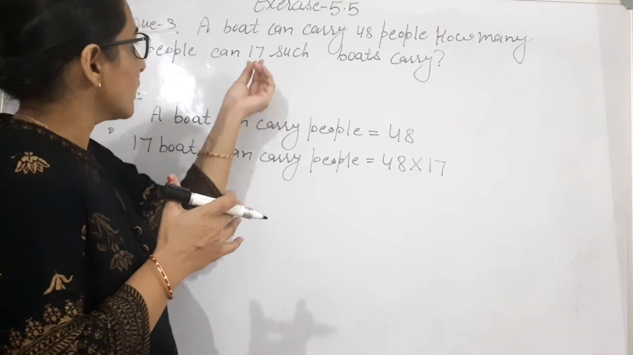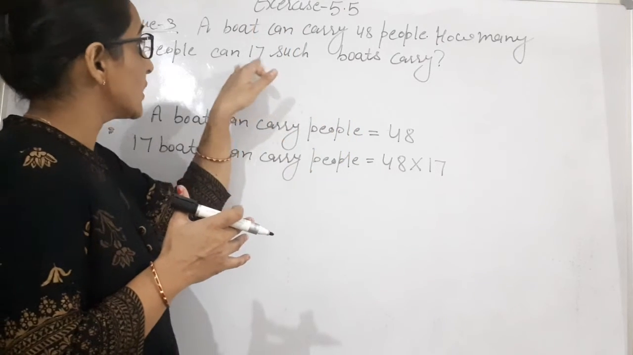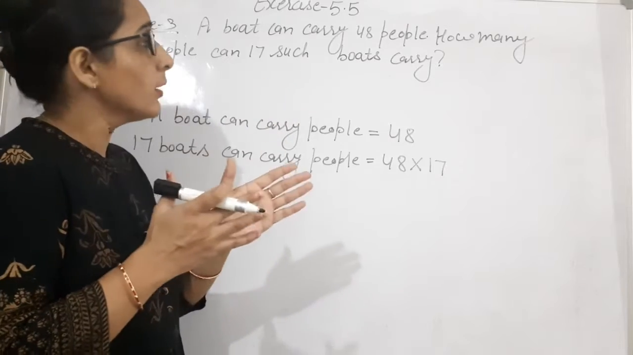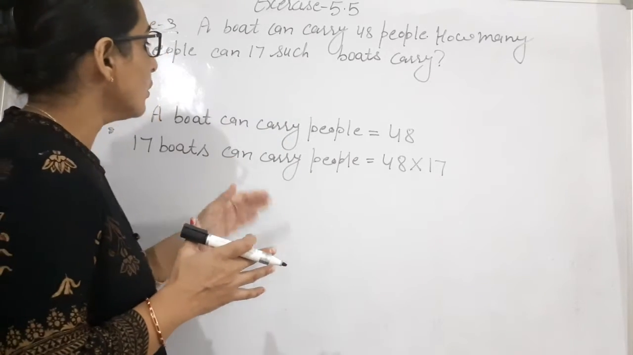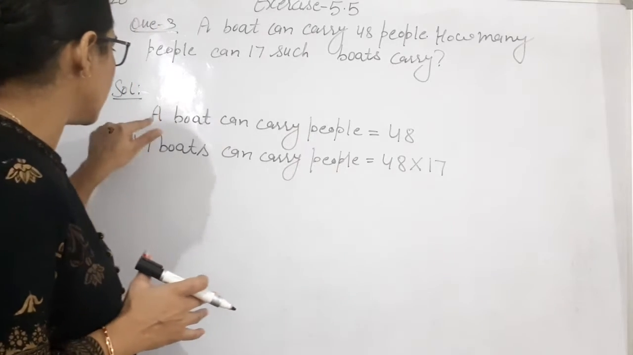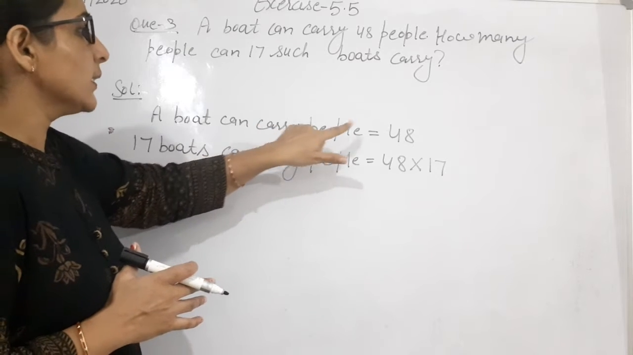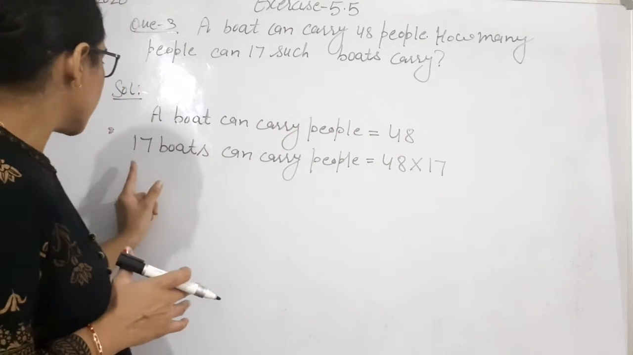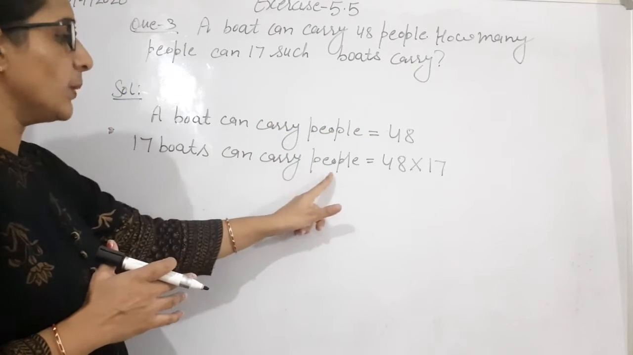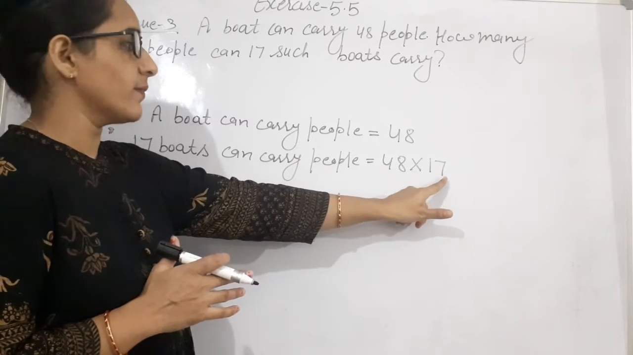So for 17 boats, only in one boat there are 48 people. So in 17 boats there are more people. So what we do here, we do the multiplication here. So we write the statement like that. A boat can carry people, that is 48. 17 boats can carry people. So 48 multiplied by 17.